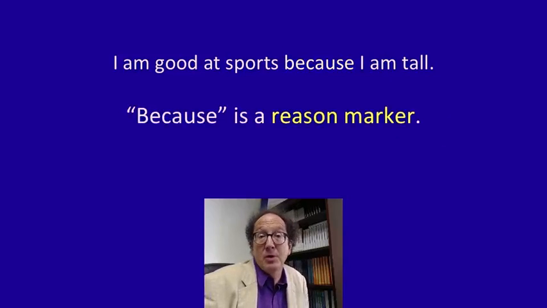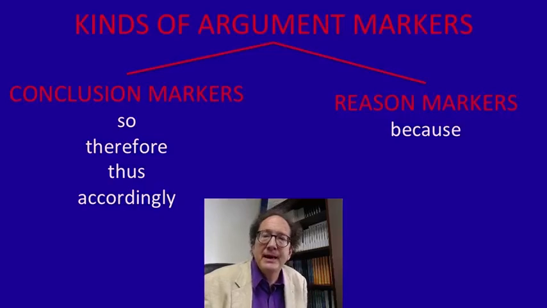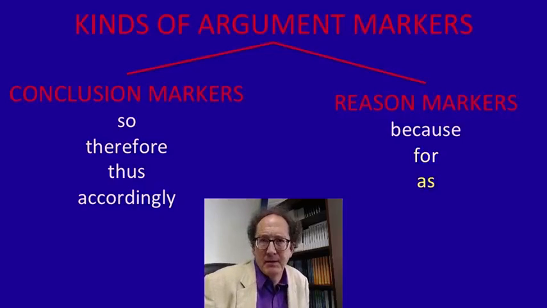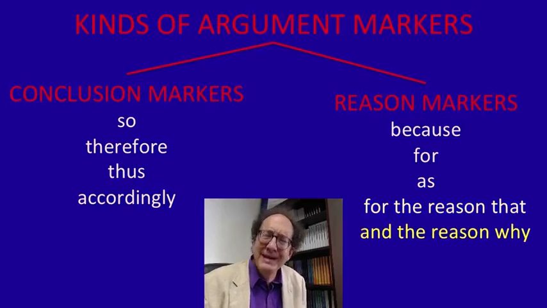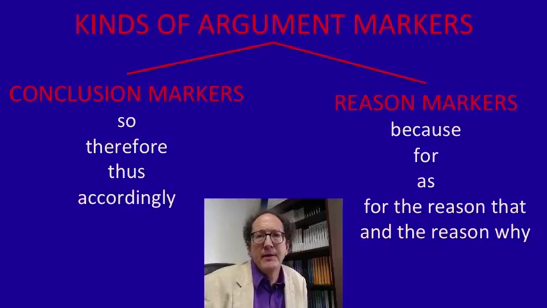And there are other reason markers as well. You could say, I am good at sports for I am tall. I am good at sports as I am tall. I am good at sports for the reason that I am tall. Or I am good at sports and the reason why is that I am tall. There are lots of different ways to indicate that the fact that I am tall is a reason for the conclusion that I'm good at sports.